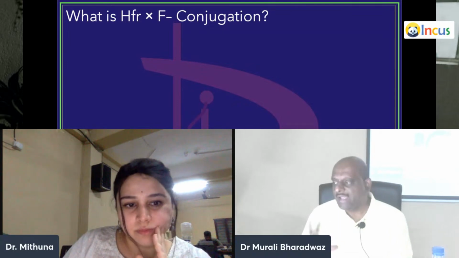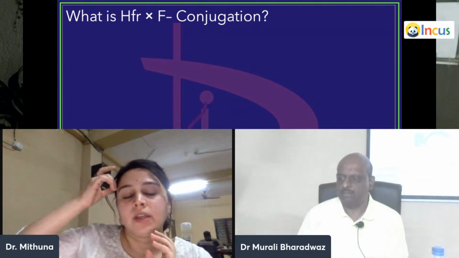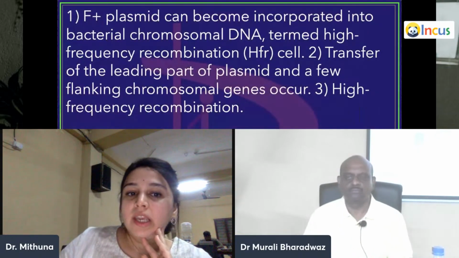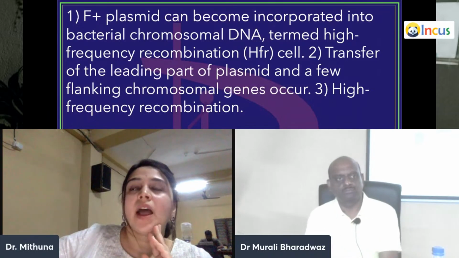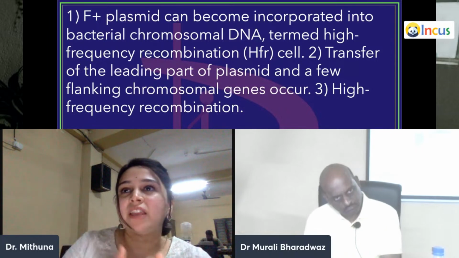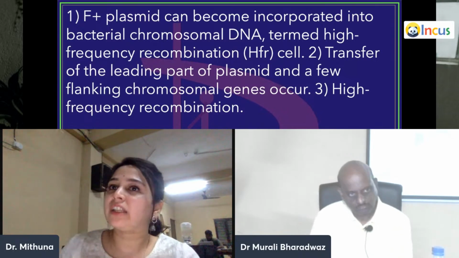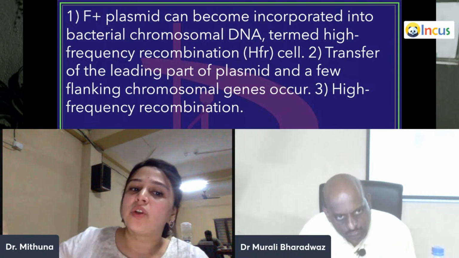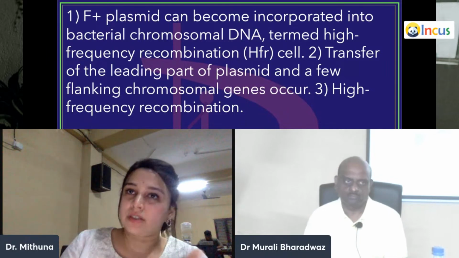So what is HFR to F minus conjugation? This F plus plasmid, which has that sex pilus on it, can become incorporated into the bacterial chromosomal DNA, and it is termed a high frequency recombination cell, HFR. So the F plus plasmid is getting incorporated into the bacterial chromosomal DNA. Transfer of the leading part of the plasmid and a few chromosomal genes occurs, and a high frequency recombination cell is formed.